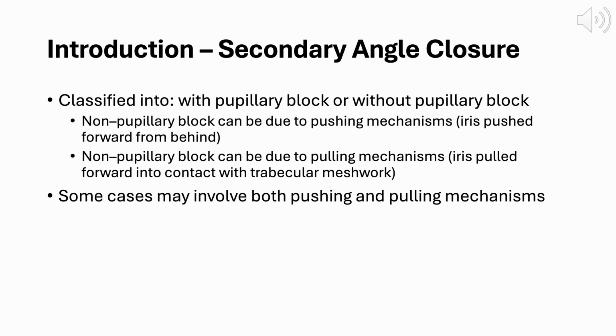Secondary angle closure can be classified into two main categories, those that occur with pupillary block and those that occur without pupillary block. When pupillary block is not the cause, we think about two possible mechanisms. The first is a pushing mechanism, where the iris is physically displaced forward from behind. The second is a pulling mechanism, where the iris is drawn forward into contact with the trabecular meshwork, usually because of membranes or fibrovascular tissue.